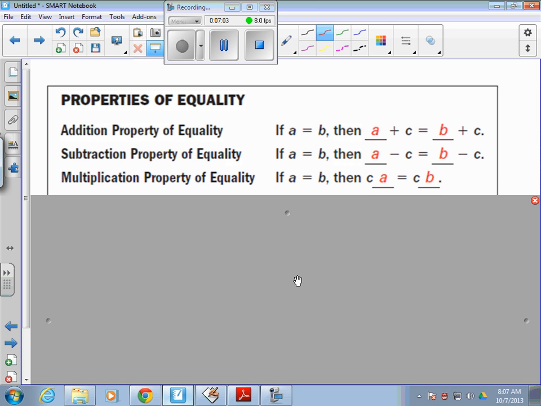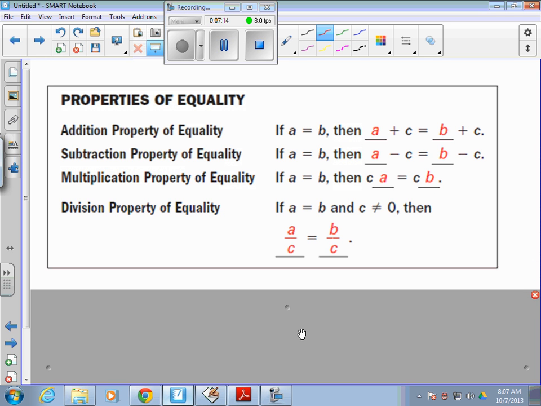So here's the definition of the multiplication property. Again, just like the first 2, if A is equal to B, then multiplying C times A is the same thing as multiplying C times B. And likewise, the division property says if A is the same as B and C is not 0, and the only reason that changes to not 0 is because you can't divide anything by 0. It makes it something that doesn't work. But A divided by C is the same thing as B divided by C.